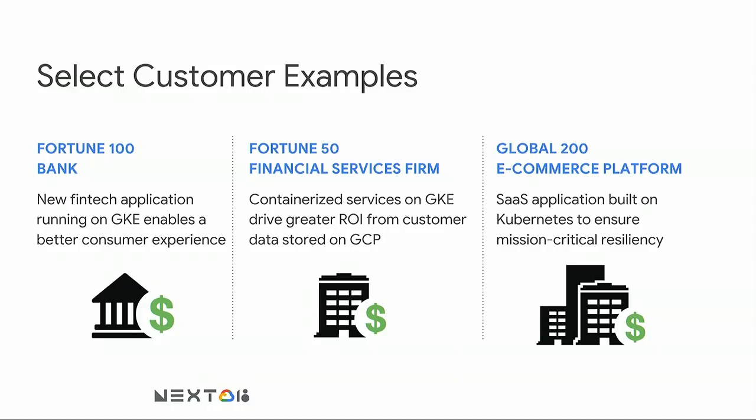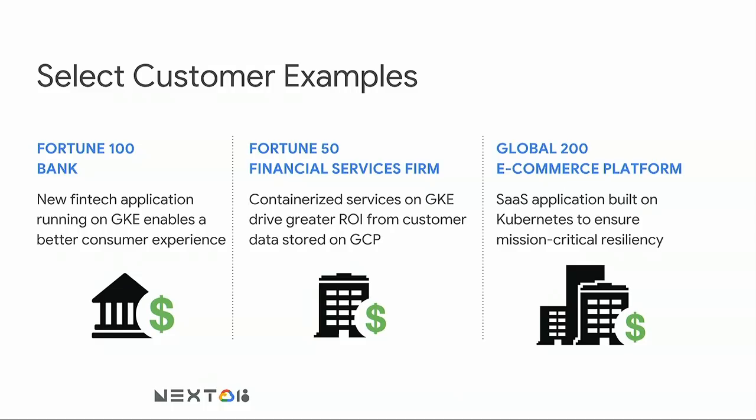In the second example, a Fortune 50 financial services firm runs containerized analytics services on dozens of nodes in GKE on demand to better leverage data that has already been warehoused in GCP, thereby driving greater ROI.